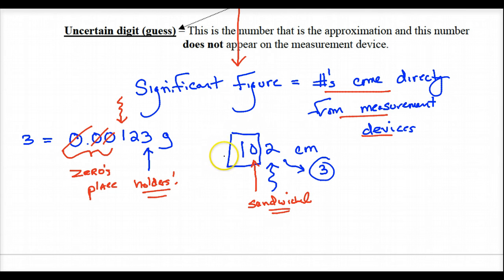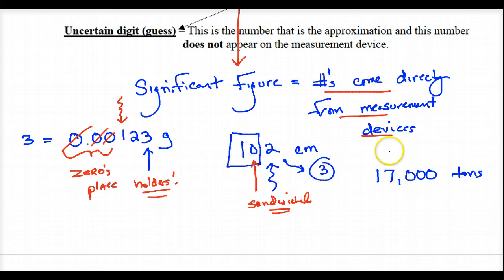It's not a placeholder. What if I have a large number? Like, for instance, let's say I have 17,000, I don't know, tons or something. Well, this device can measure something heavy because it's not very sensitive on a small scale.